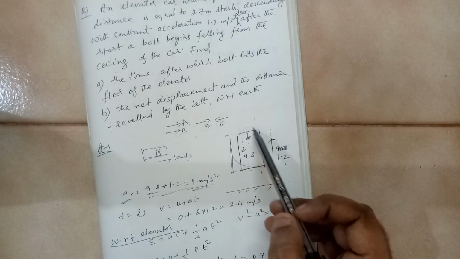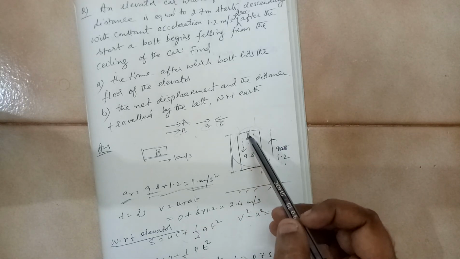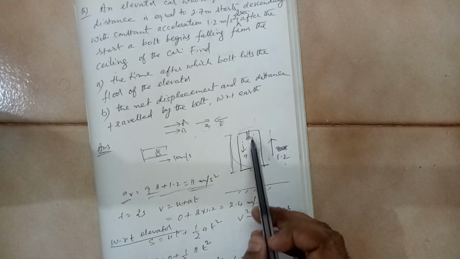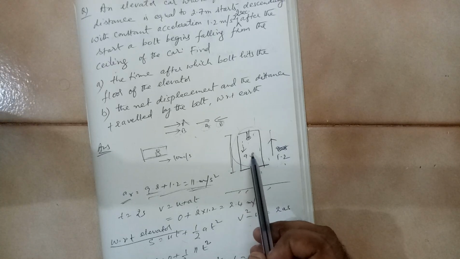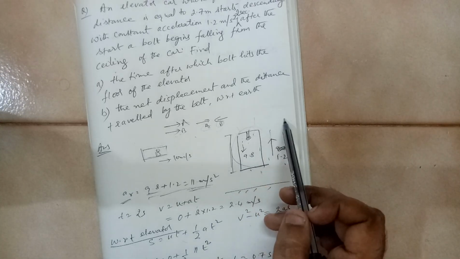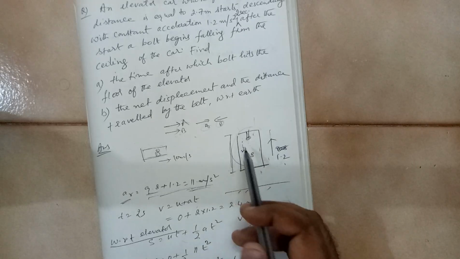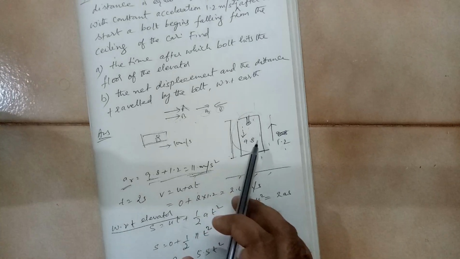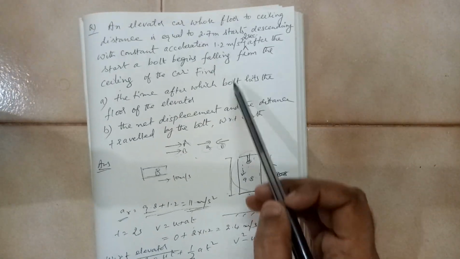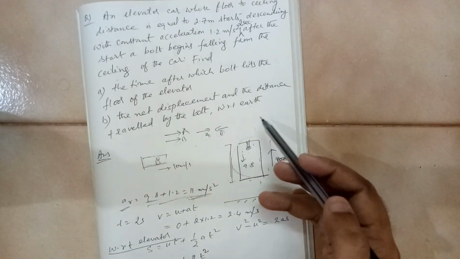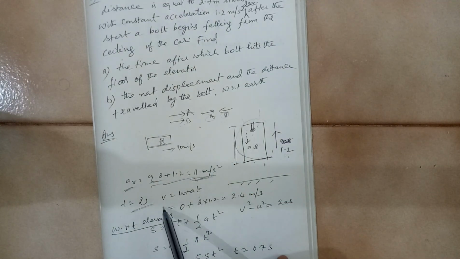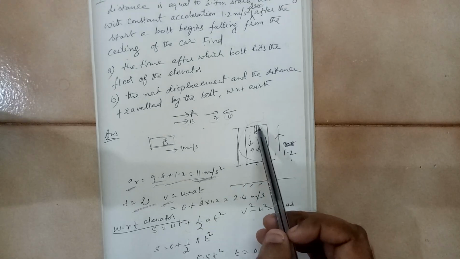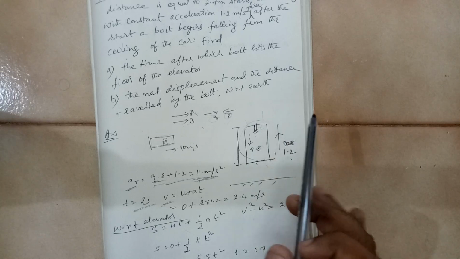So the acceleration of the bolt with respect to the lift. Here you see, if you release the bolt, it will fall with g, but the lift is going up. So the acceleration attained by the bolt will be, you need to add these two. So it will be 11 meter per second square. So the bolt was released after 2 seconds. The lift is going up, so at t is equal to 2 seconds, what is the velocity? You need to understand that velocity of the bolt with respect to the lift car is 0 only.